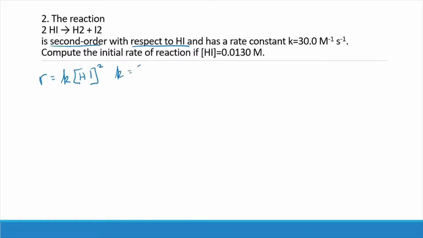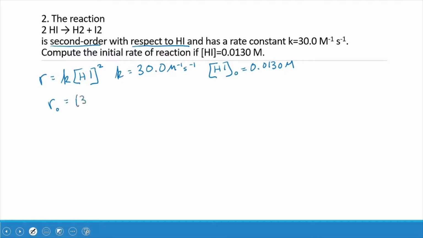We know K is equal to 30.0 inverse molar times inverse seconds. And our concentration of HI, its initial concentration, is 0.0130 molar. So we are just going to plug in these numbers for our rate. Since that's an initial concentration, that also gives us our initial rate. So this is K, which is 30.0 inverse molar inverse second times HI initial, 0.0130 molar. So we see molar, inverse molar cancel out. And so then we get a rate.